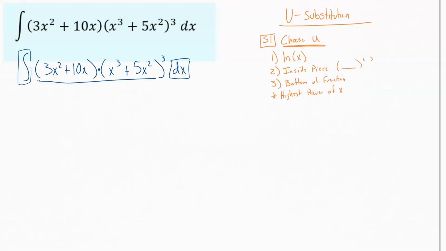So working our way through our little checklist here, I would start with the natural log and I would say, well, there's no natural log in this equation over here, and so that can't be my u. I then go to the next one and I say, okay, inside piece. Well, I definitely have an inside piece on this one. That chunk there, that x cubed plus 5x squared, is inside that third power. So this is what I want to choose for my u. It also fits the piece that has the highest power of x. So we start off and we choose our u. So the u for us is going to be x cubed plus 5x squared.